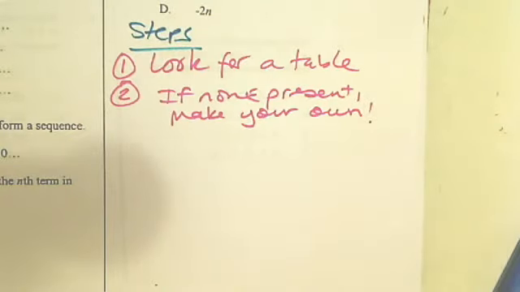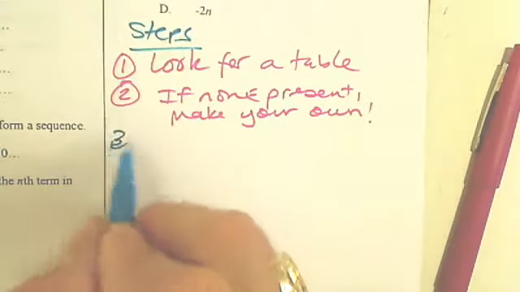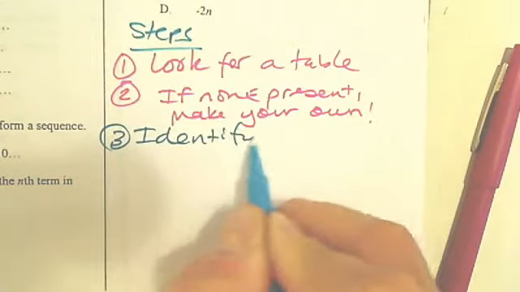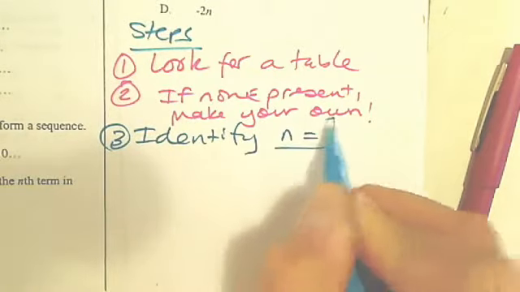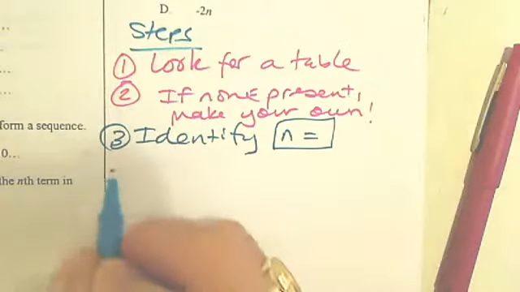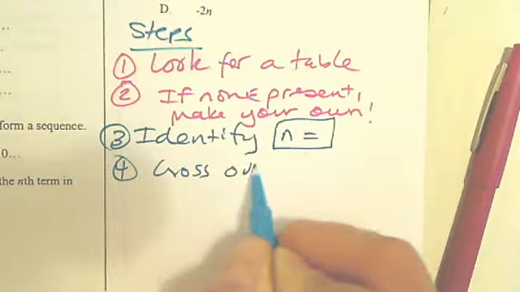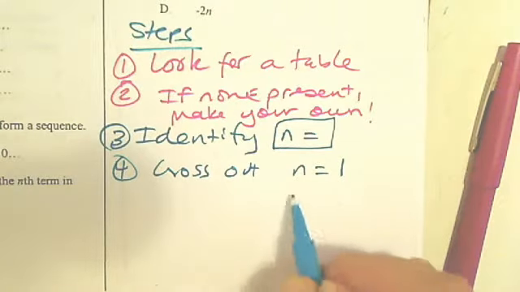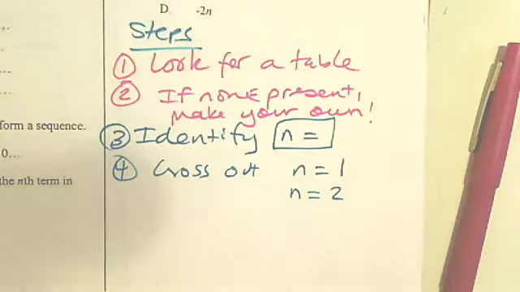Now, this next step. Identify the n equals. Figure out where it says n equals, or the position. Now, why do we do that? Thanks for asking. You cross out n equals 1, cross out n equals 2. And again, when we start working on this, it will make sense. And I'll tell you why we cross it out.